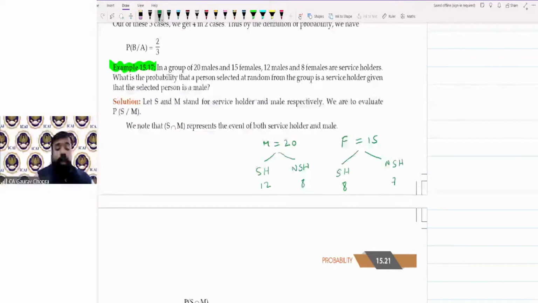Now, what is the requirement? From the group we have selected a person and it should be a male. We have to select a service holder and the person should be male. So how many male persons are there? 20 male persons. And out of 20, how many service holders are there? 12. So 12 upon 20, or you can write 0.6 as the answer.